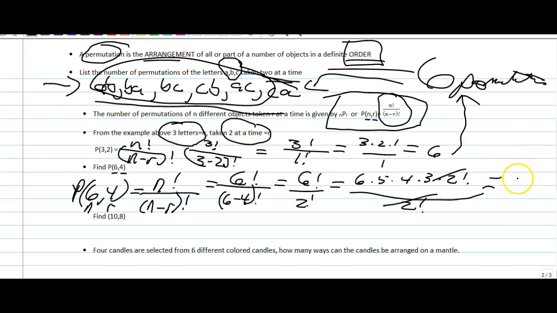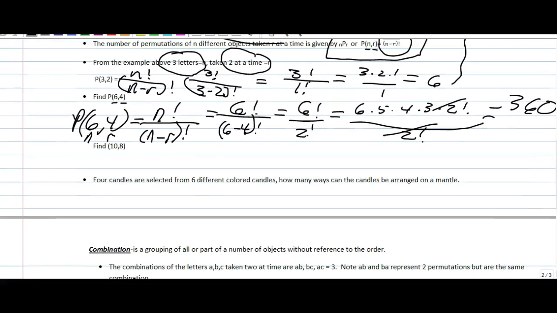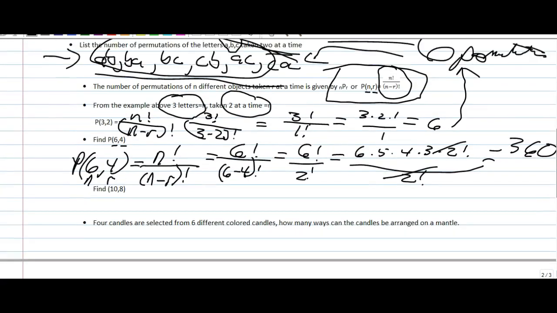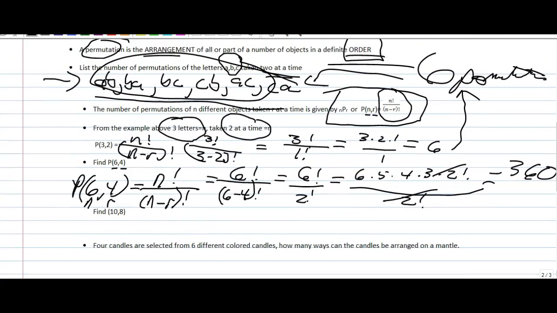And 6 times 5 is 30. 30 times 4 is 120. 120 times 3 is 360. So here it would be very difficult to list all the possible permutations of 6 objects taken 4 at a time because there would be 360 of them.